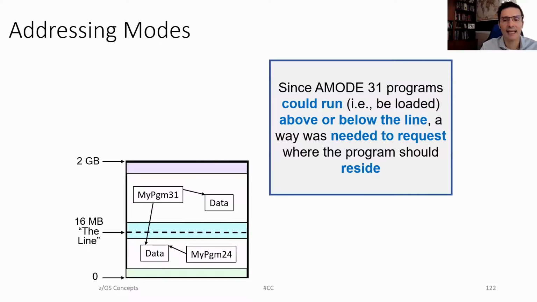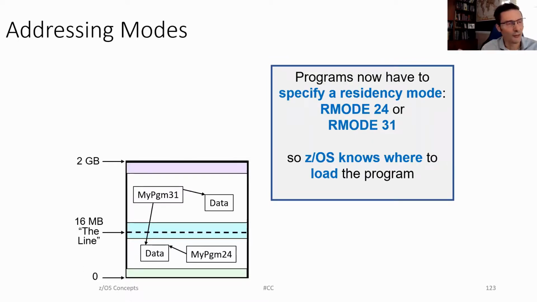Okay. And again, since A mode 31 programs could run also above or below the line, we had to have a way to request where the actual program can reside. So the A mode is where am I accessing the data? Can I access the data using 31-bit addresses, or should I only use 24-bit addresses? So now the R mode 24 and 31 is representing where my actual program, the residency of the actual application, is it above the line or is it below the line?